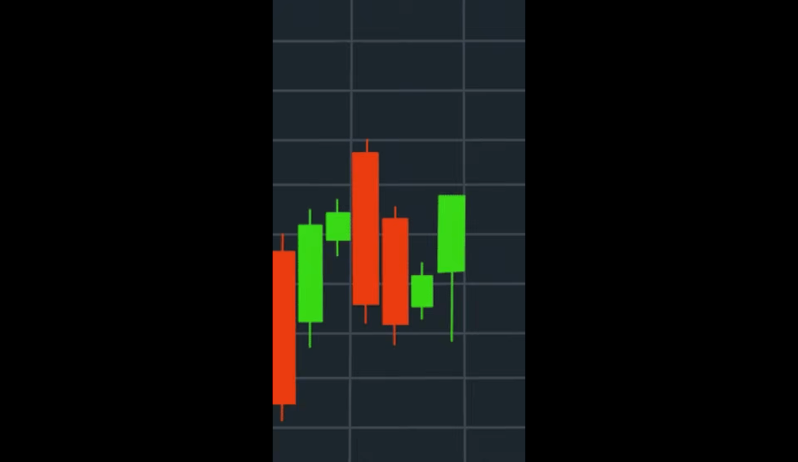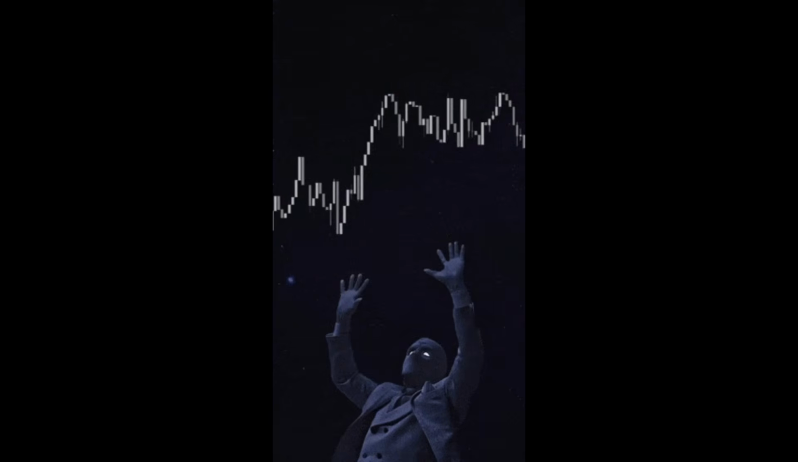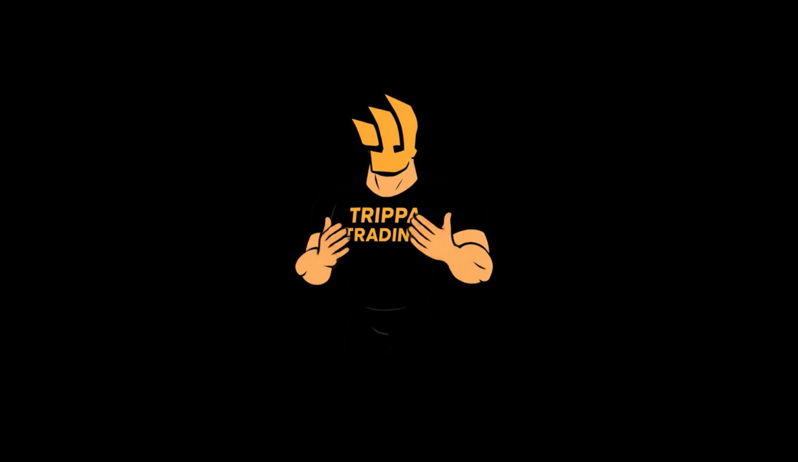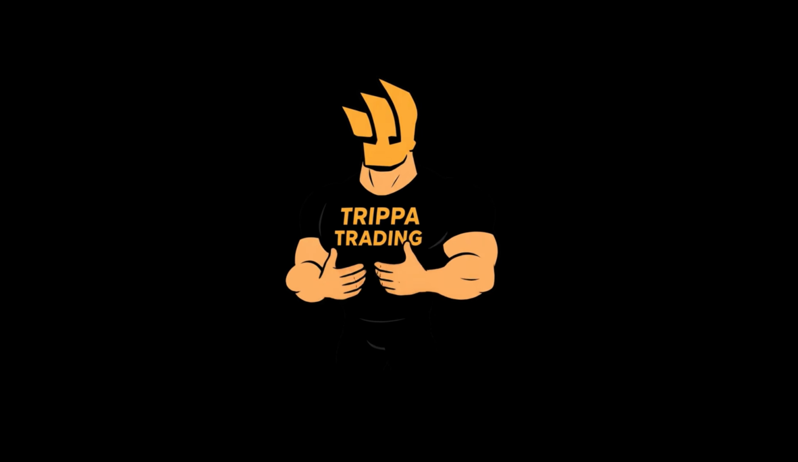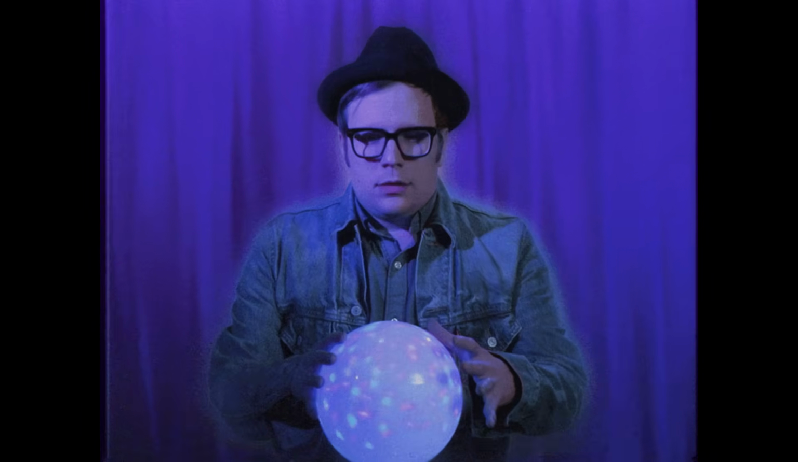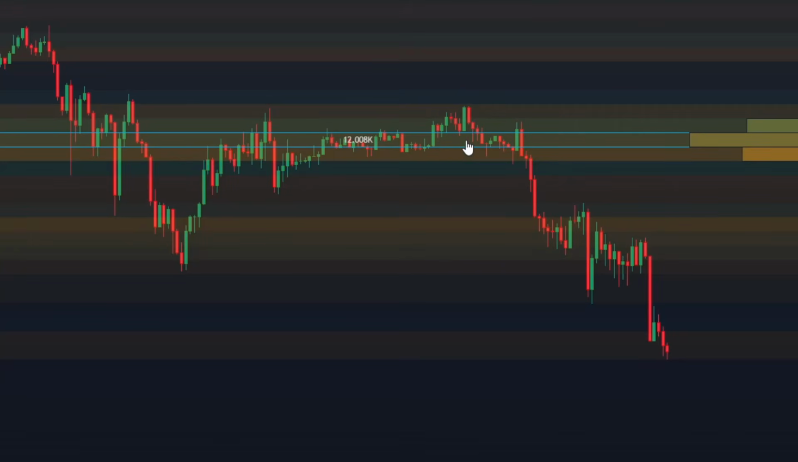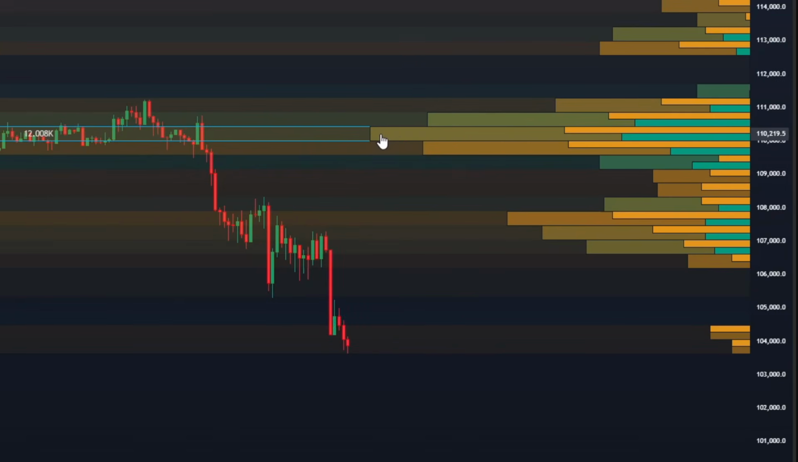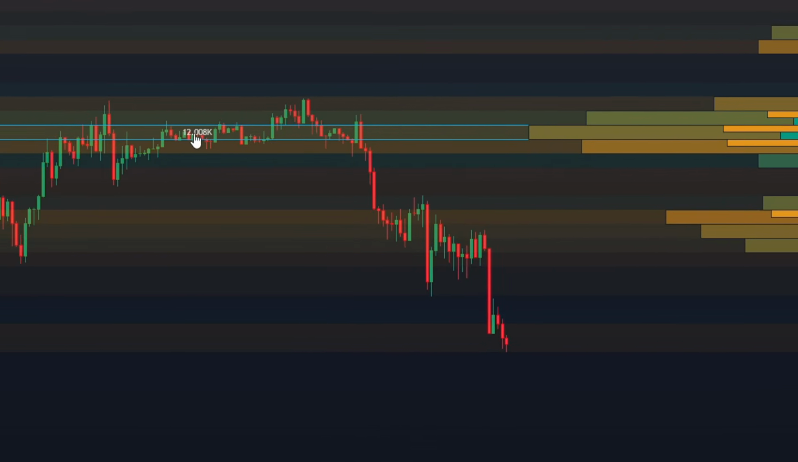Ever wondered why price keeps turning at the exact same levels again and again? It's not random. It's volume. Volume leaves footprints. And if you know how to read them, you can literally see where the market's biggest battles happen. In this video, I'll show you a free TradingView indicator that does exactly that.